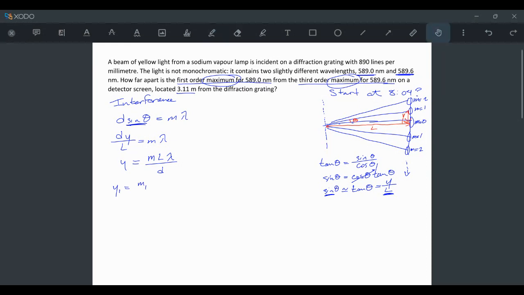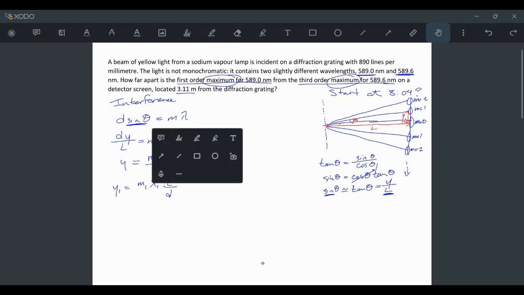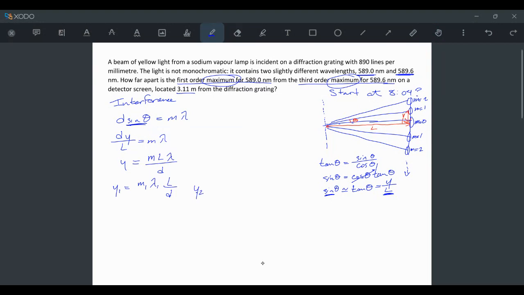It's the first order, but we won't fill it in. We'll just call it m1, the interference order for the first wavelength. I'm going to multiply that by lambda 1, that's the wavelength. And then off to the side, I'll put L over D. I'm putting these off to the side because they're constant whether we're looking at lambda 1 or lambda 2. We also have the same thing with different subscripts for the second wavelength. The only real difference is we'll put a different number in for lambda and a different number in for m. For the first one, we have a first order maximum, and for the second one, third order. So m2 is 3, m1 is 1.